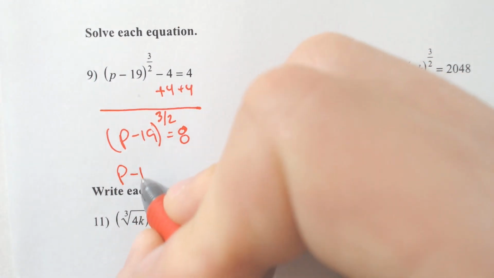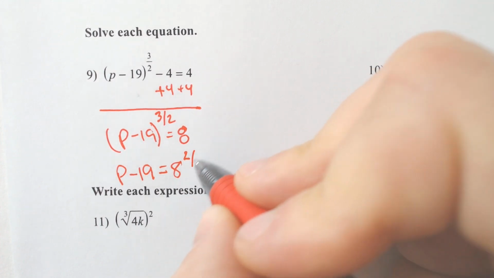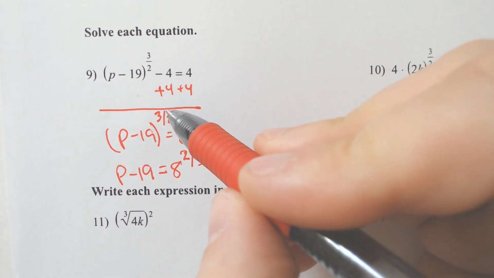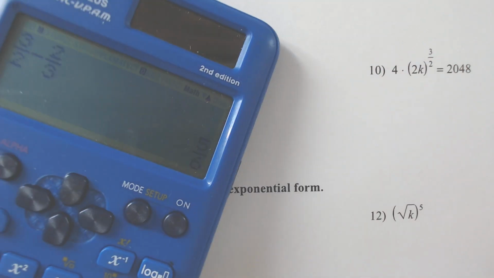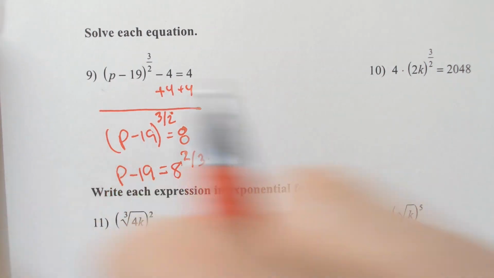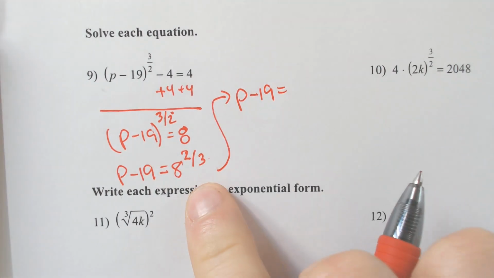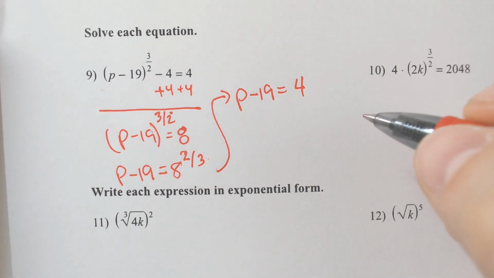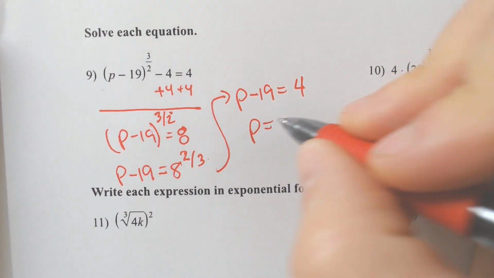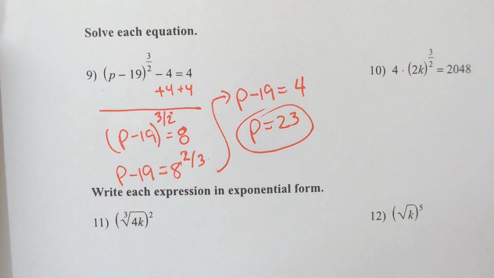So we are raising this to the 2/3 power and raising the 8 to the 2/3 power. When we raise this to the 2/3 power, it cancels out. When we raise the 8 to the 2/3 power, we grab our calculator, unless you want to do it by hand. P minus 19, 8 to the 2/3 power is equal to 4. Add 19, P would equal 23. Done. You should check your solutions on these as well.